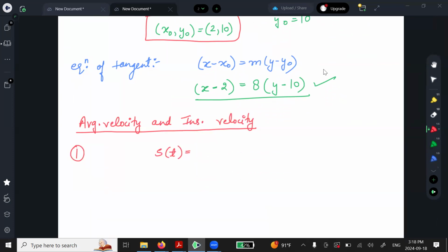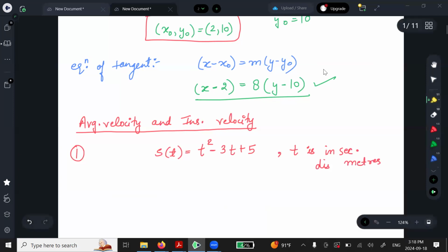Okay, S(t) is t squared minus 3t plus 5. So that's the function that's given to you. They already give you the unit. Units are important. t is measured in seconds, and distance is in meters. So this will be given to you in the question, okay? A distance function will be given. The units will be given to you.